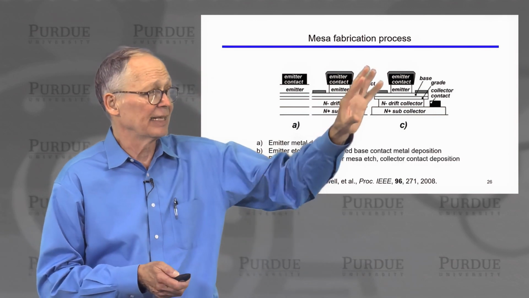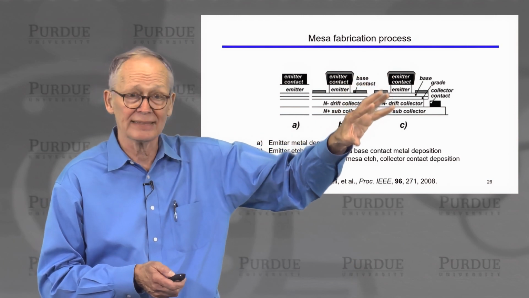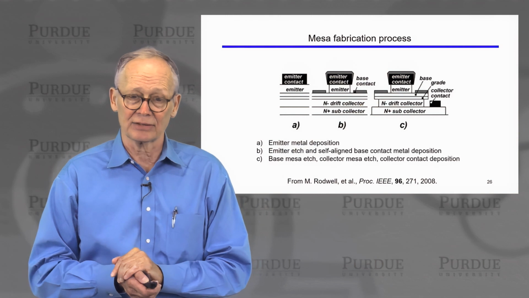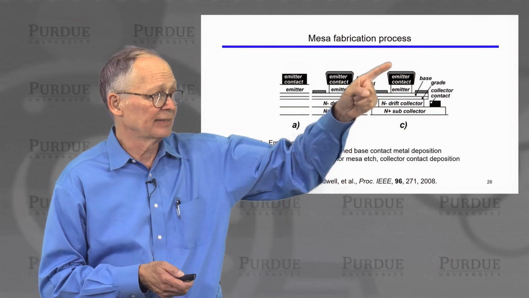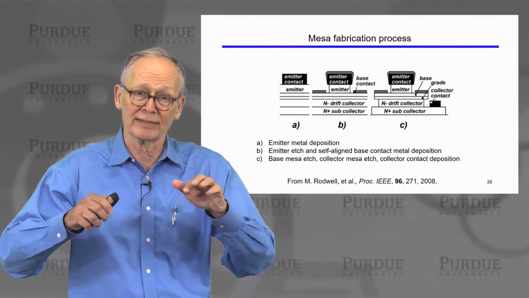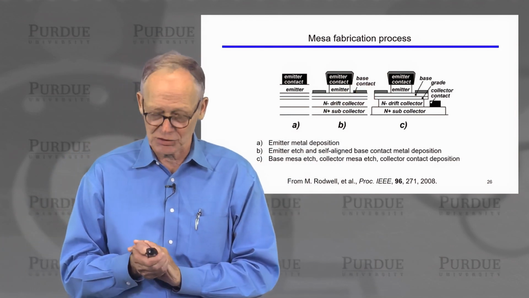We can then do a second etch. We can etch away through the base and expose the collector areas. Then we can deposit the collector contacts. The heart of our device then is this one-dimensional structure, but again, the current has to get out through the contacts, so there's lateral two- and three-dimensional current flow.